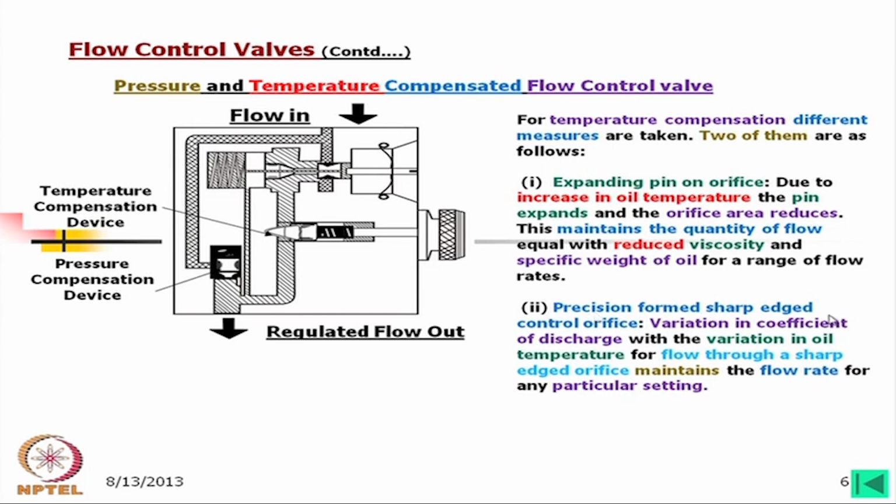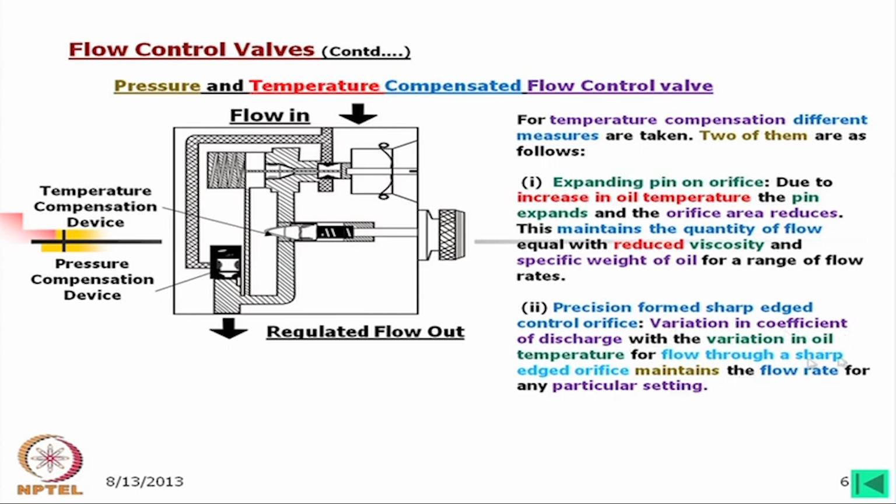Precision formed sharp edge control orifice. The orifice can also be designed in different ways, so that it can be made with very sharp edges or slightly blunt edges. Depending on the requirement, we design such orifices. Depending on such orifice edges, there will be a change in the coefficient of discharge.